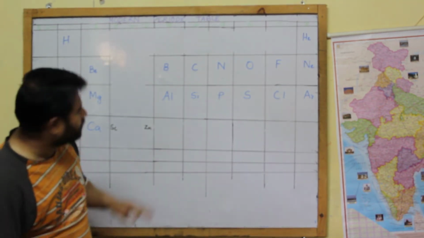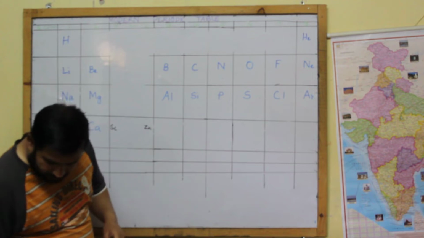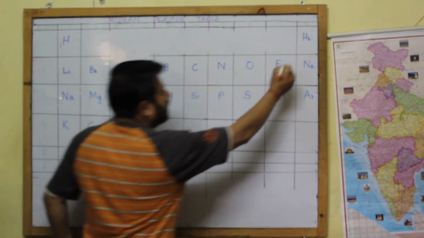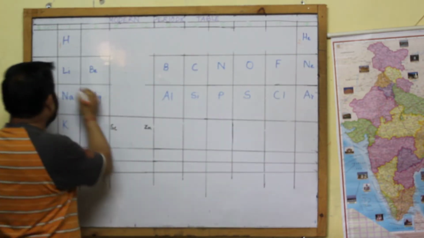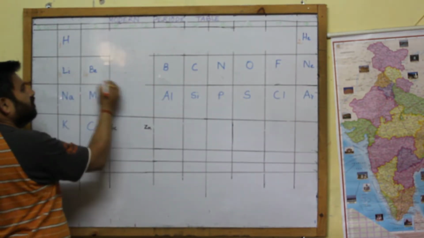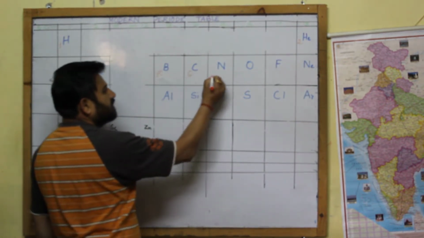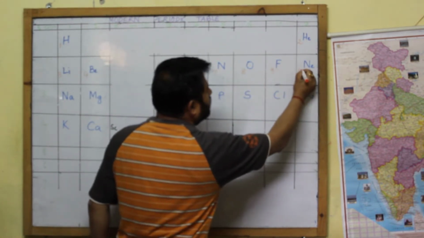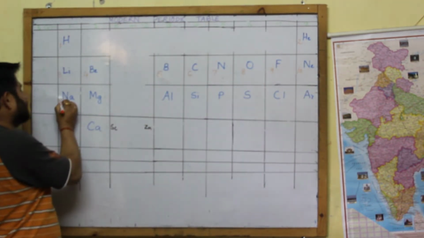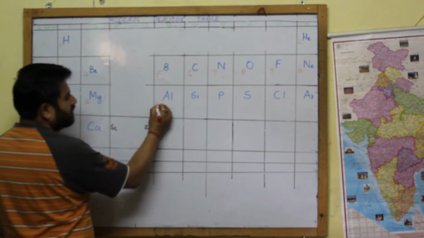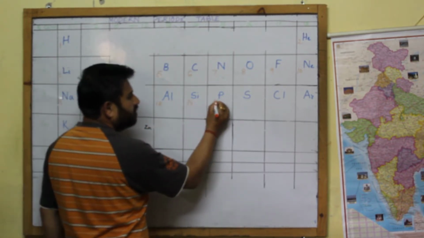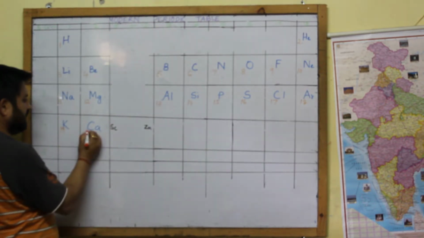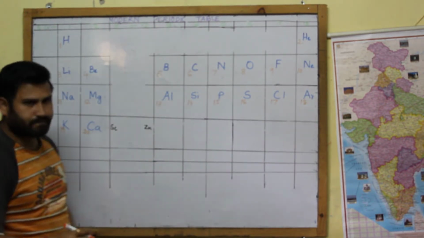What is the atomic number of hydrogen? The atomic number of hydrogen is 1. Helium 2, lithium 3, beryllium 4, boron 5, carbon 6, nitrogen 7, oxygen 8, fluorine 9, neon is 10. Sodium is 11, magnesium 12, then 13, 14, 15, 16, 17, 18. Potassium is 19, calcium is 20.